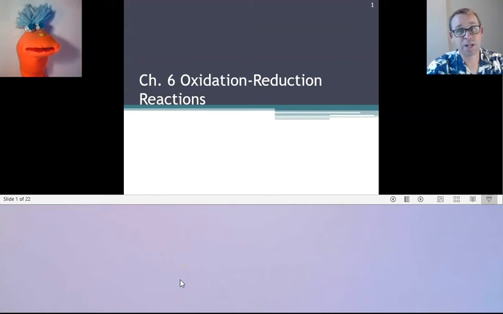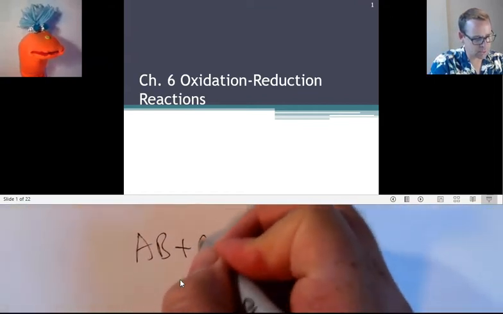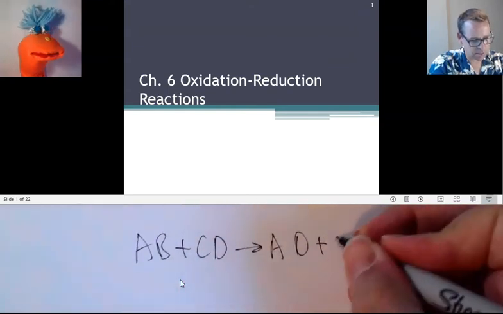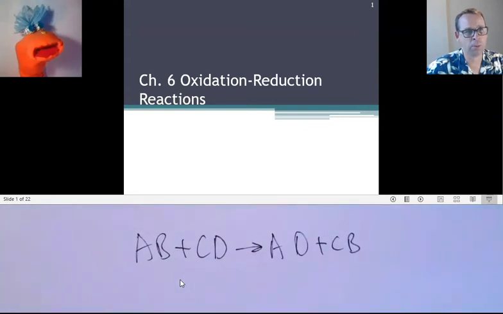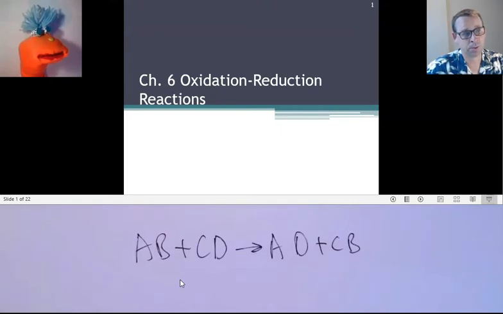Chapter 6. In Chapter 6, we're going to introduce your second kind of chemical reaction. Remember, your first kind was the metathesis reaction, where the model was AB reacting with CD to form AD and CB. Do you remember that? Yeah, I remember it. Okay. And what did AB and CD represent in a metathesis reaction? AB and CD are ionic compounds in solution. Very good. They're aqueous solutions of ionic compounds.